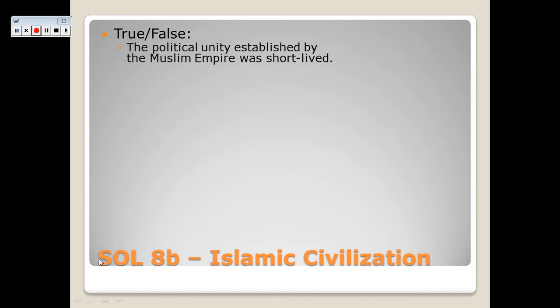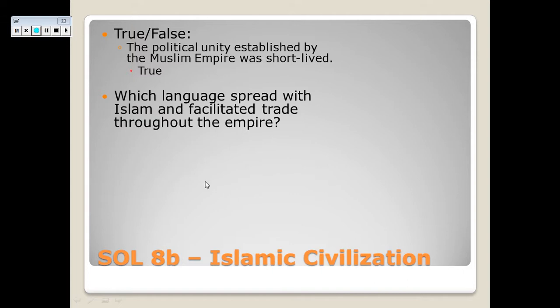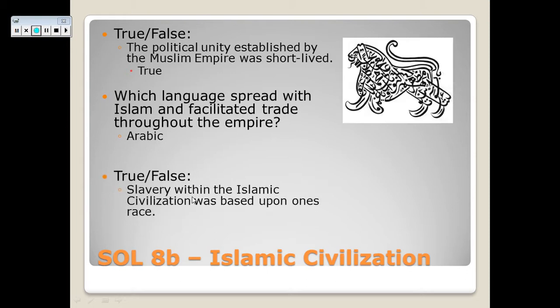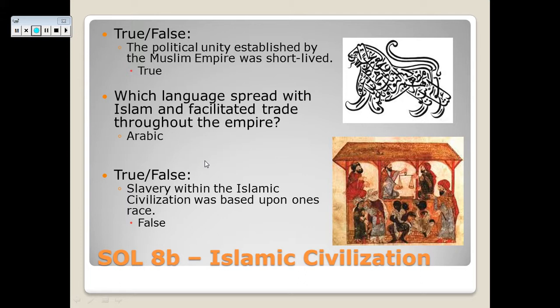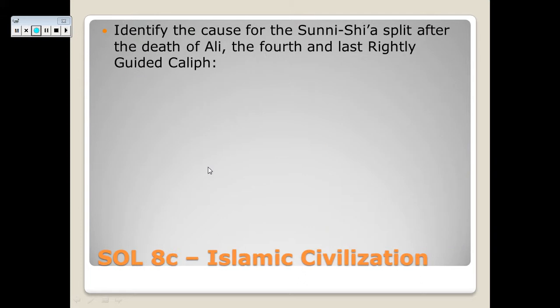True or false? The political unity established by this Muslim empire was extremely short-lived. The answer to that is true. Which language spread with Islam and facilitated trade throughout the empire? The answer to that is Arabic. And true or false, slavery within the Islamic civilization was based upon one's race. That is false. Slavery was not based upon race.